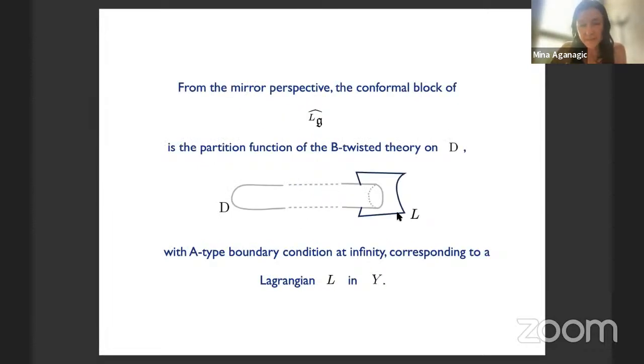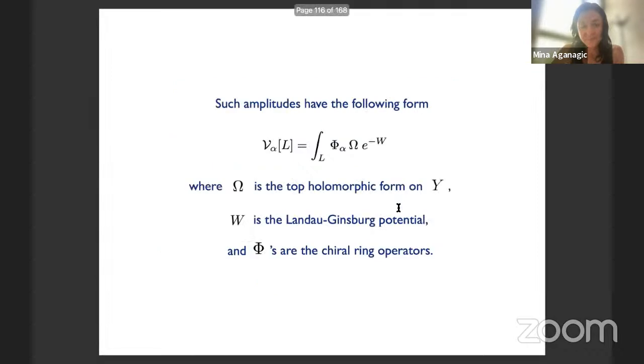From the mirror perspective, every conformal block of the affine Lie algebra is a partition function of the B-twisted theory on an infinitely long cigar with A-type boundary conditions at infinity, corresponding to a choice of Lagrangian in Y. Such amplitudes have the following integral form, where omega is the top holomorphic form on Y, W is the Landau-Ginzburg potential, and phi is some chiral ring operator inserted at the origin.